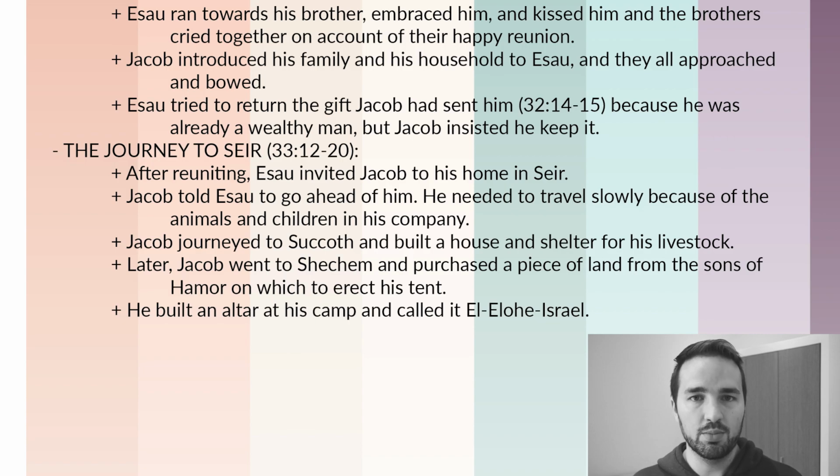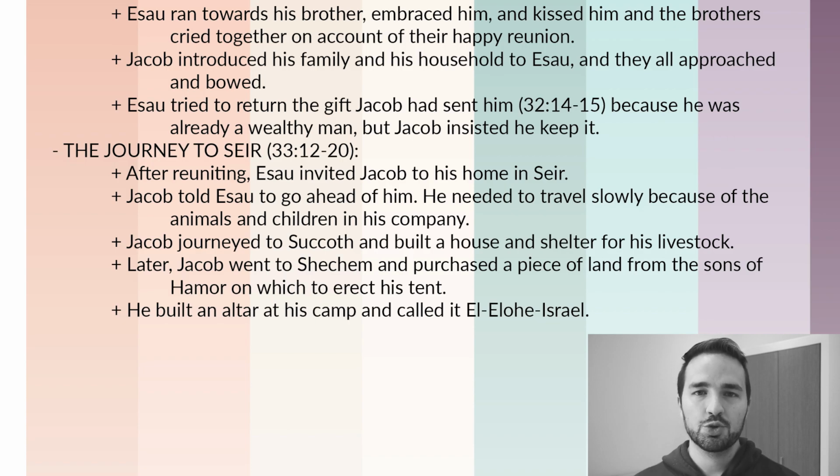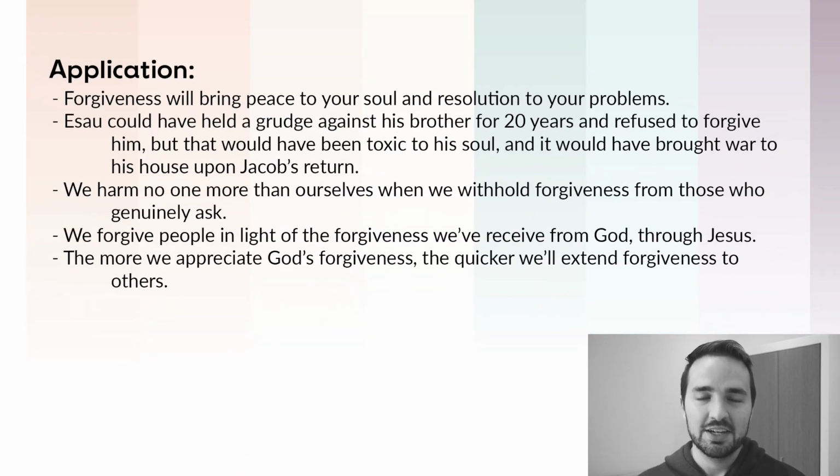We'll talk more about Hamor in the next chapter. And while he was in Shechem, the Bible tells us that he built an altar there at his camp, and he called the altar El Elohi Israel. So after a couple chapters of bad family relationships, here we get to see some relationships patched up, which is nice. Now, let's talk about our application.